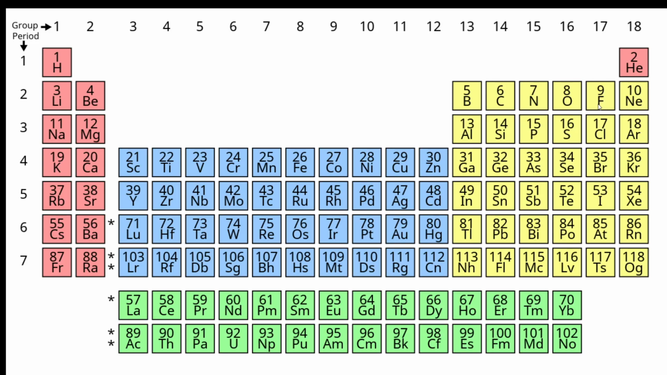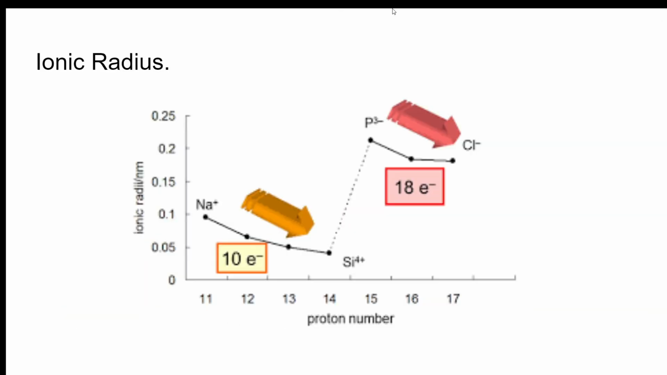Okay? And so this will go ahead and follow this particular trend where we're going to go slowly down. And then these are going to be where we have our 18 electrons, and then they go slowly down as well.